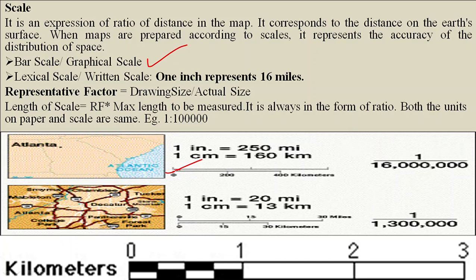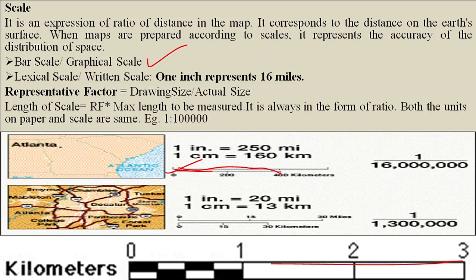It is just a line, you must be knowing about it, like I showed you here. A scale is drawn, there's 0, there's 3. So this long line will represent 3 kilometers. Like here it's 0 and it's given 400 kilometers, so this long line will show a 400-kilometer distance. So that is a bar scale, that is a graphical scale.